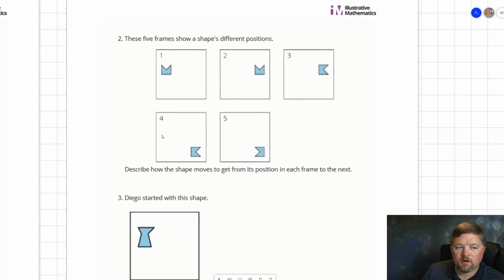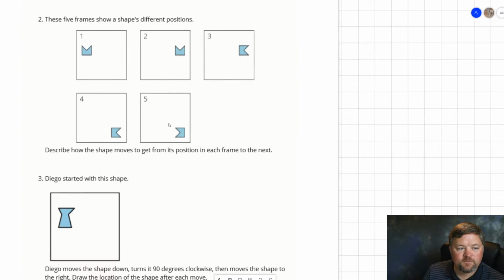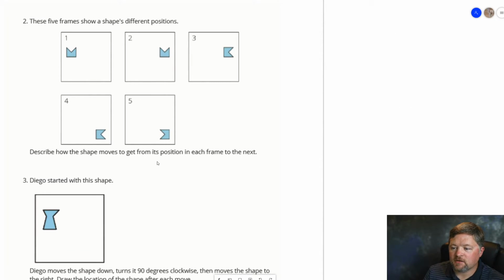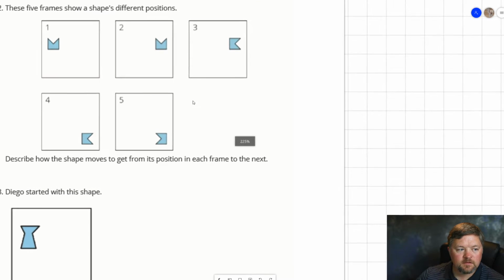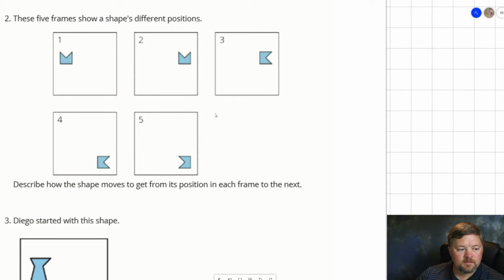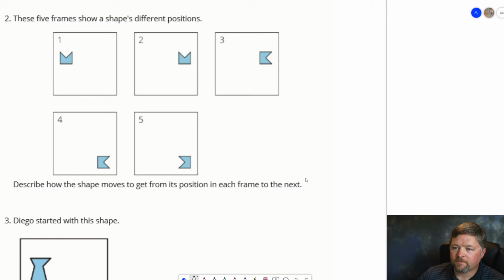Okay, what's our next problem here? These five frames show a shape's different position. Describe how the shape moves to get from its position in each frame to the next. Very similar to the last one we were doing. Make that a little bit bigger. So 1 to 2, what happened? It went that way. Translated to the right.